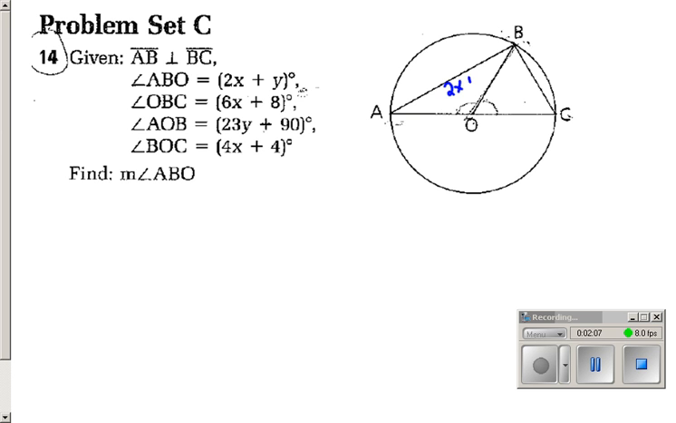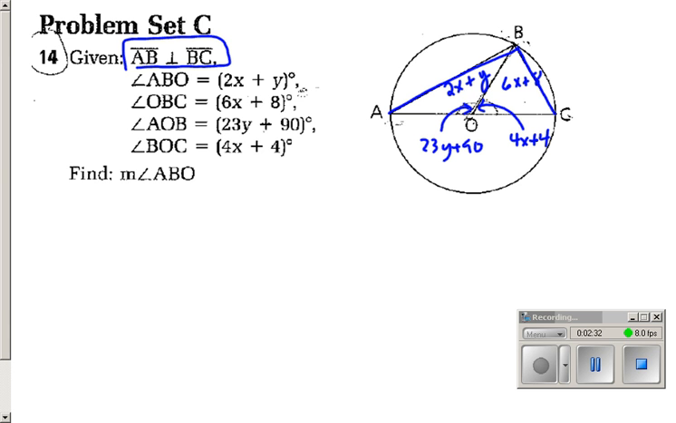So 2x plus y, OBC right here is 6x plus 8. AOB right here is 23y plus 90. And BOC right here is 4x plus 4. So I can think of two equations I can set up. Because AB is perpendicular to BC, I know that's a right angle.